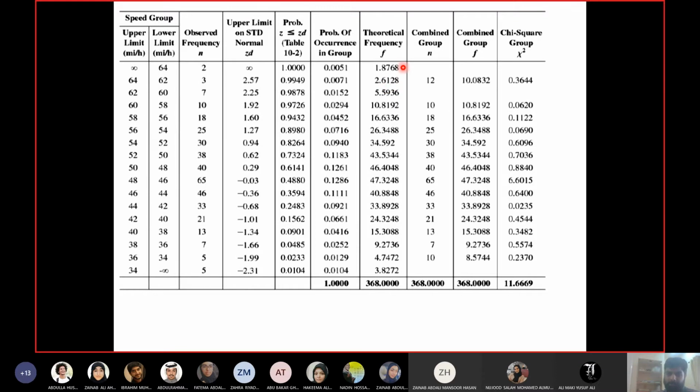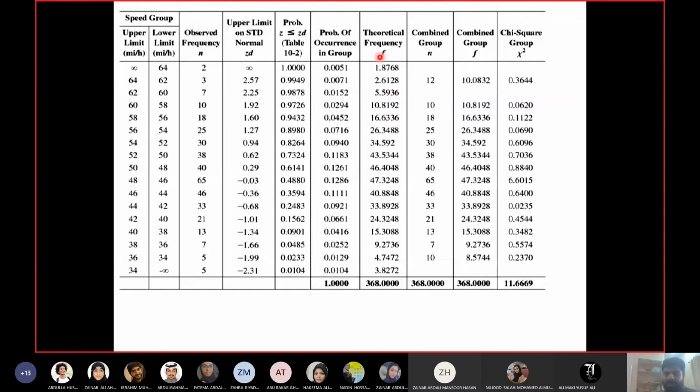So the first group is 1.8768. Merge it with the next one because it's less than 5. The next value is 2.6128. You merge these two together, and you will still not get 5. So even after merging, I'm not getting 5. Now I will merge it with the third group: 1.8768 plus 2.6128 plus 5.5936. Obviously when you merge all of them together, you will get more than 5 because the third group already has more than 5.